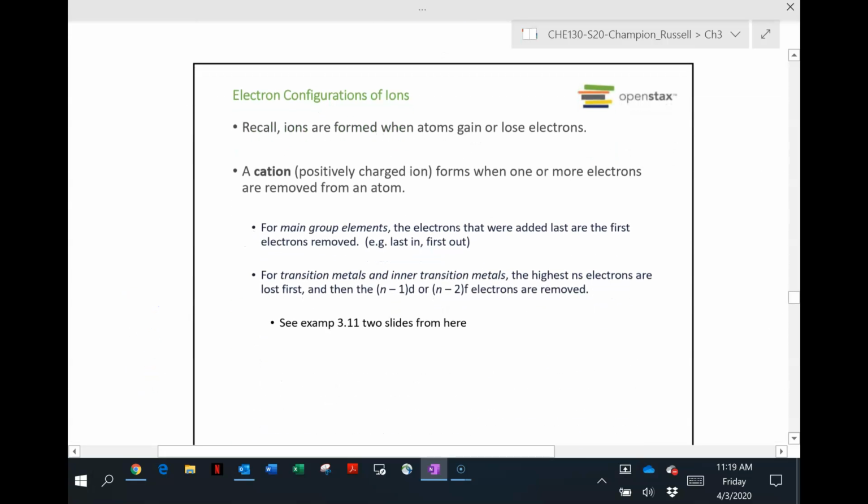Now when we look at ions, an ion is a charged atom. We're going to gain or lose electrons. If I gain electrons, then we're going to have electrons added on. That's going to be an anion. If we gain electrons, it'll have a negative charge. And if I lose electrons, that'll be a cation, which will have a positive charge.